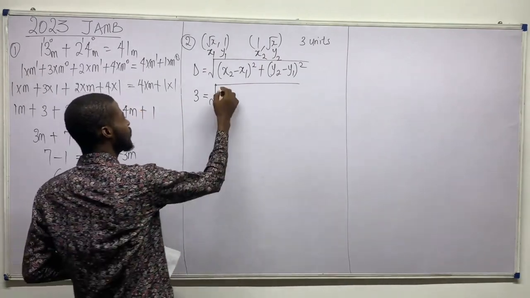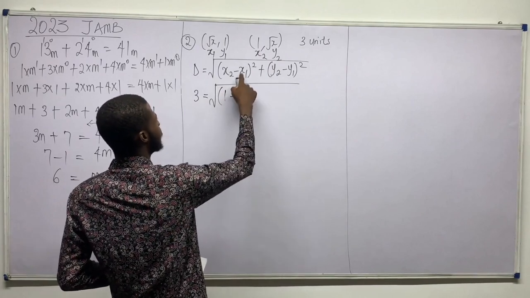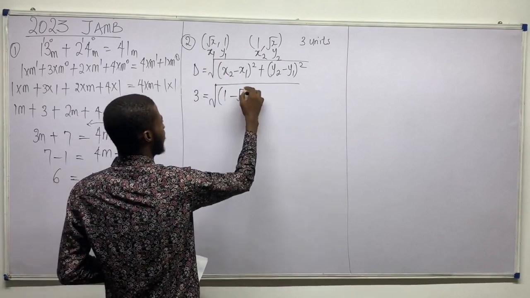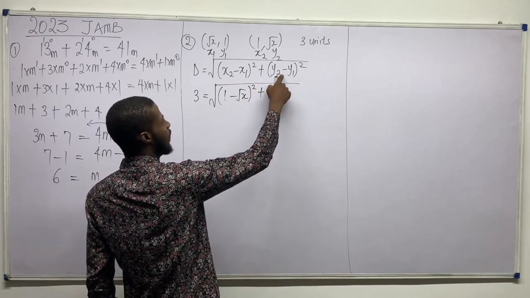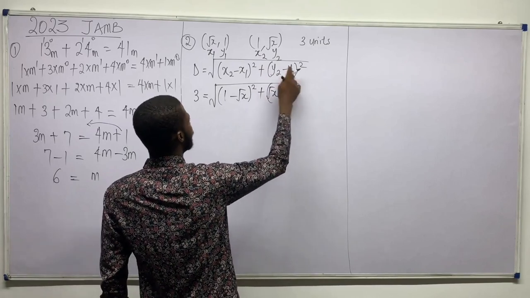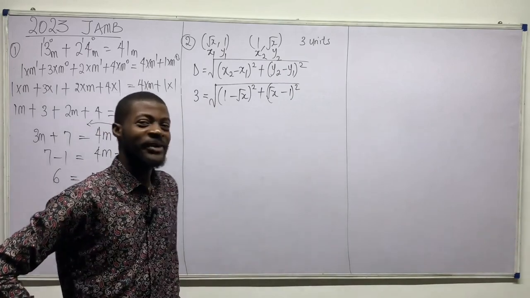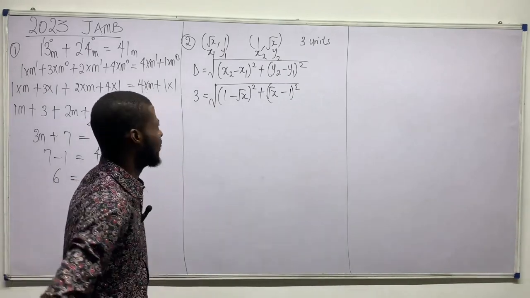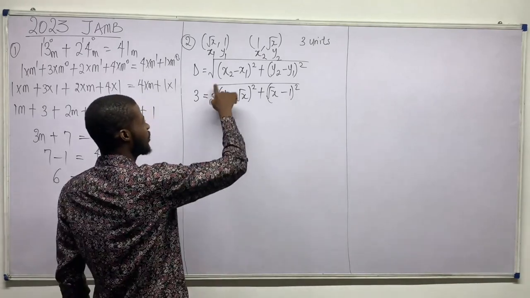Okay, now this will then become x2 is what? 1 minus x1 is what? Root x, all squared, plus this very guy that we have here, y2 is root x, then minus y1 is what? 1, all squared. Looking very, very sweet in a way. Can I take away the root? I can do that. I can remove this very square root guy.